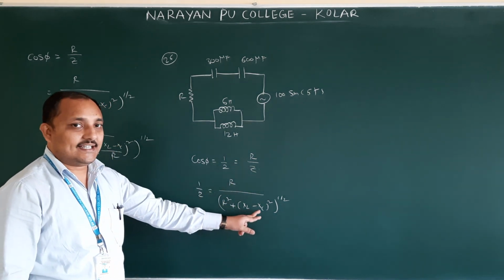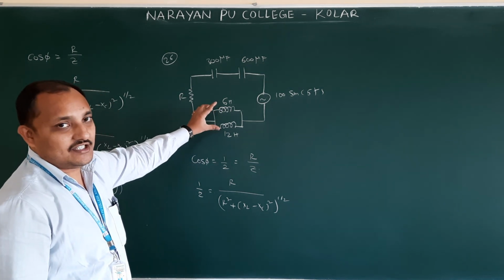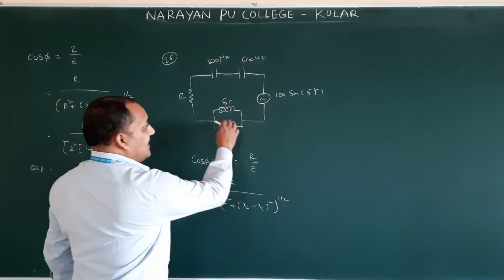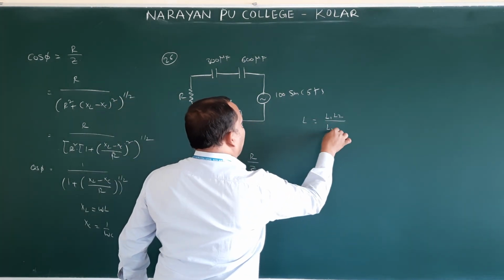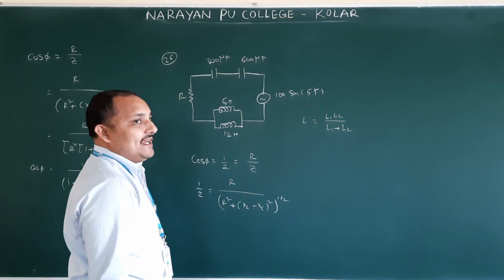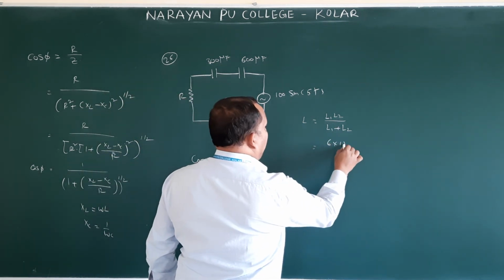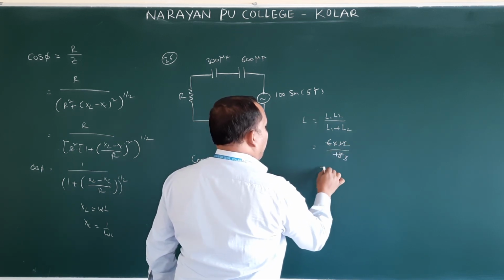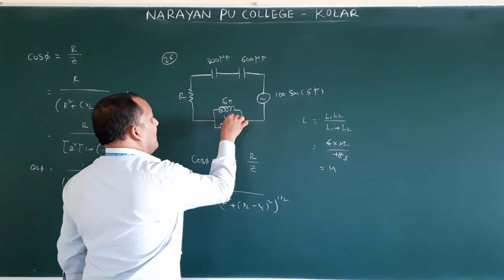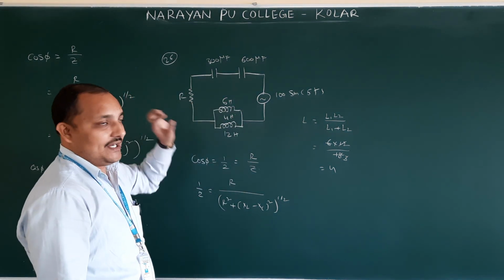So we should find XL and XC from this equation. What is the resultant inductance? How are these two connected? These two are connected in parallel. Parallel means what is the formula we already discussed? L is equal to L1 L2 by L1 plus L2. That is 6 into 12 by 12 plus 6, 72 by 18, that is 4. So by combining 6 and 12 Henry you get 4 Henry.